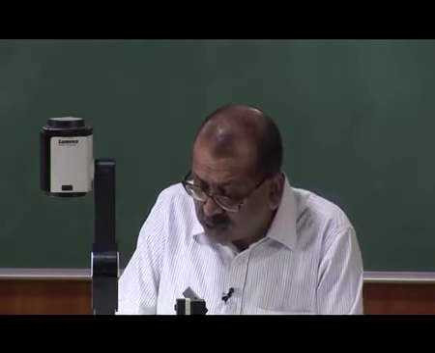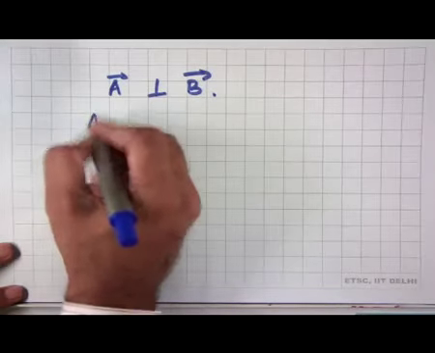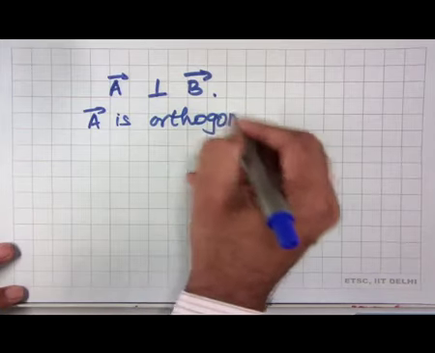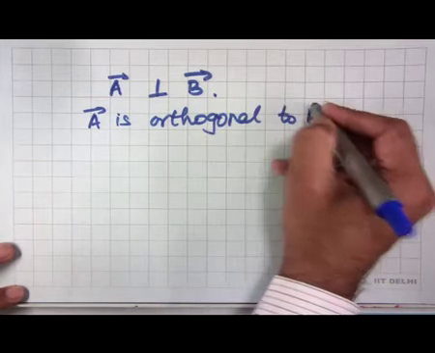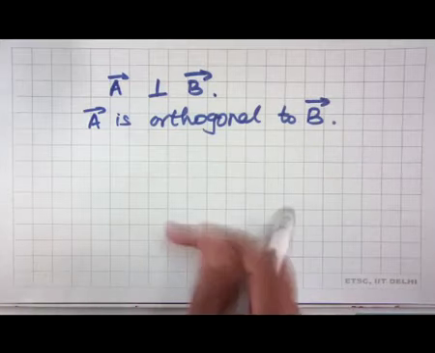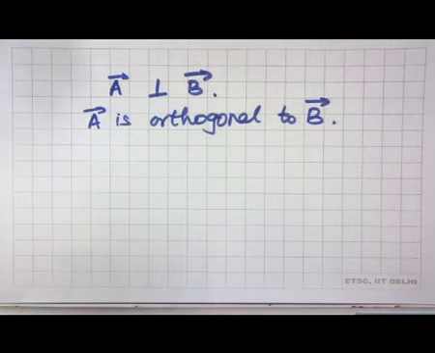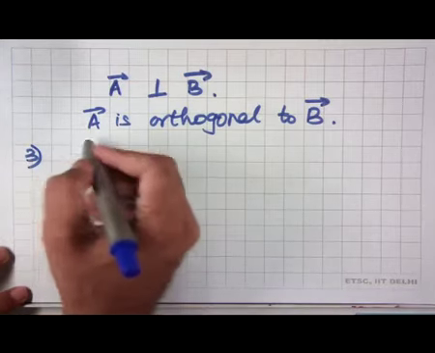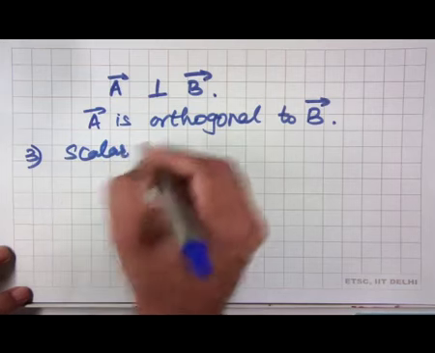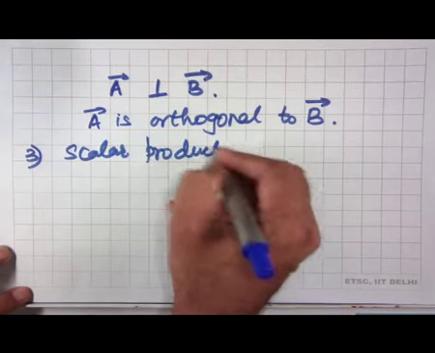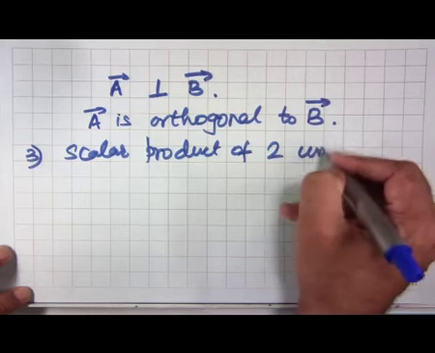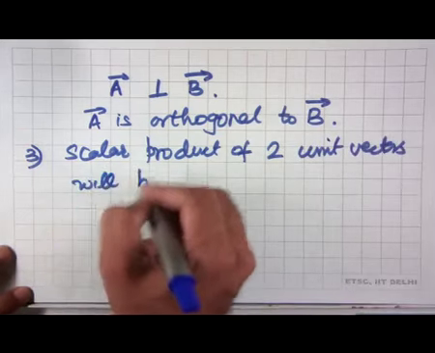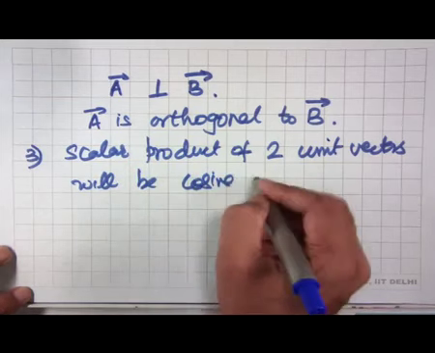And we also sometimes use a special term. We say that vector A is orthogonal to B, instead of saying perpendicular, so this is a terminology which we use. Now, the third thing, if we look at scalar product of two unit vectors, it will be cosine of the angle between them.